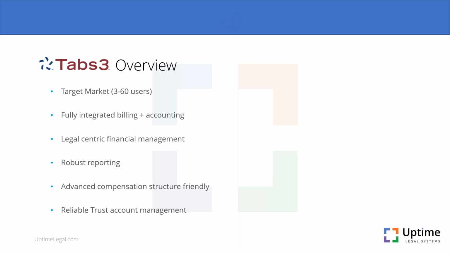So we're going to run just a quick overview of Tabs 3. I know a lot of people here probably already own Tabs 3 today, so we're going to just make this quick. Just a couple of high-level things. Tabs 3 is fundamentally a very robust billing and accounting system that's designed for law firms between about 3 to maybe 60-ish users. That small to medium-sized law firm market is where they really shine, and we'll dig into a few reasons why. Now, what's important is that Tabs 3 is integrated billing and accounting all in one system.